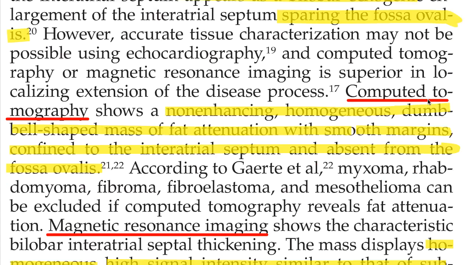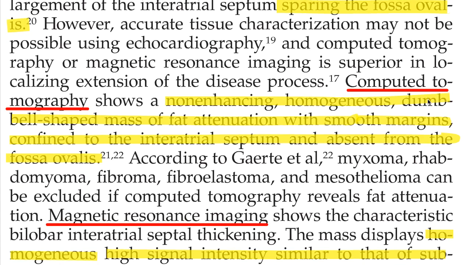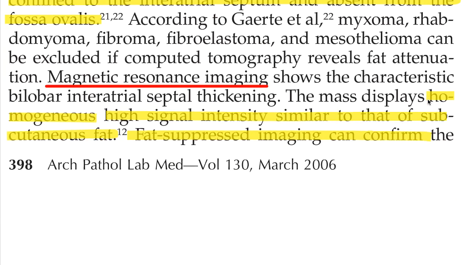If we look at CT, we're looking for a non-enhancing homogeneous dumbbell-shaped mass with fat attenuation, smooth margins confined to the interatrial septum, and absent from the fossa ovalis. With MRI, we're basically looking for the same thing, with evidence of fat saturation.